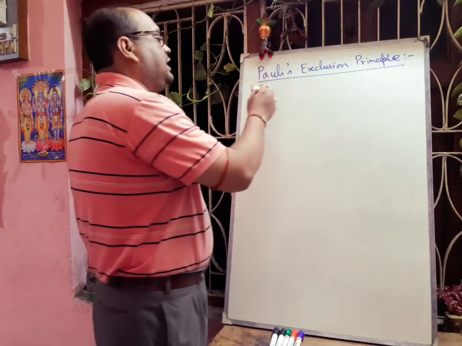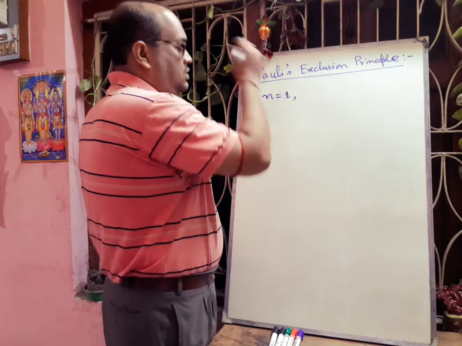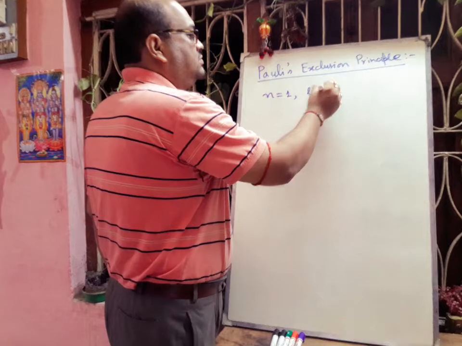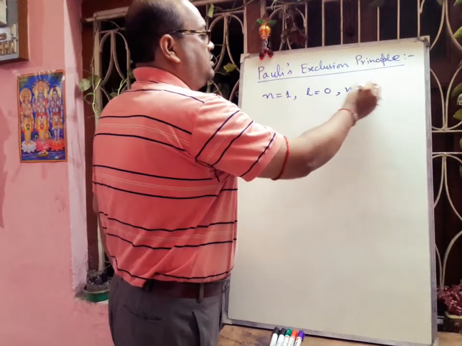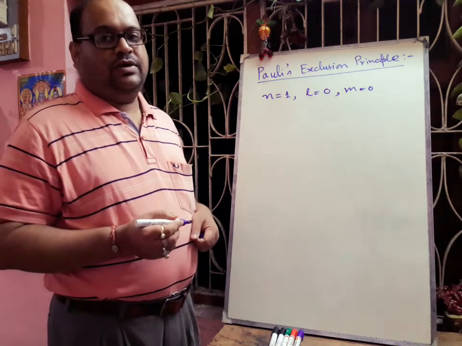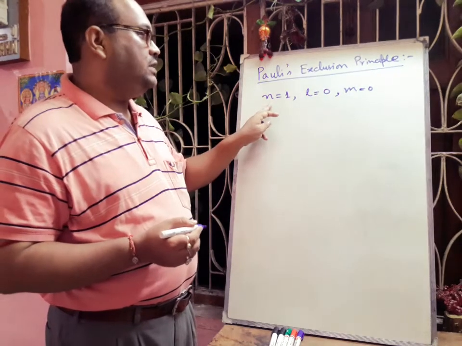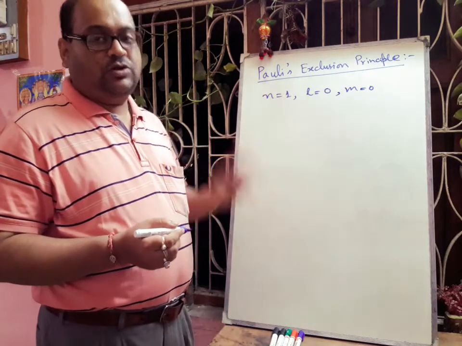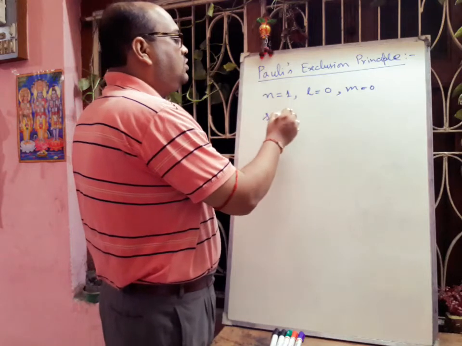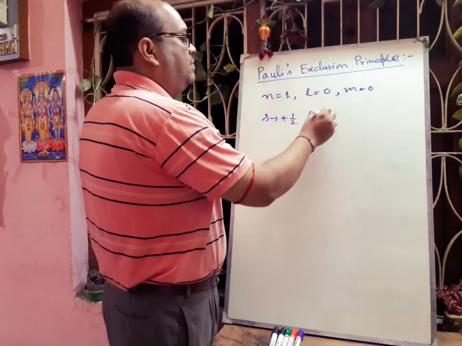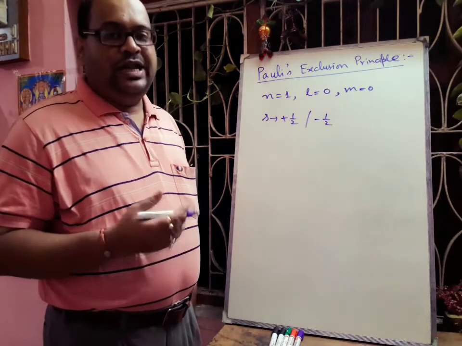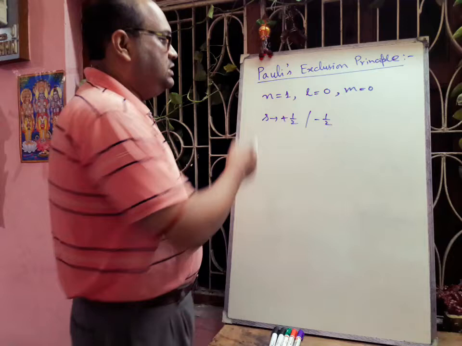Suppose we take N equal to 1. So what will be the value of L? L will be N minus 1, that will be 0. What will be the value of M? M will be 0. Now in this case, for one electron these 3 values may be same. For 2 electrons these 3 values may be same, but the spin quantum number will be either plus half or minus half.